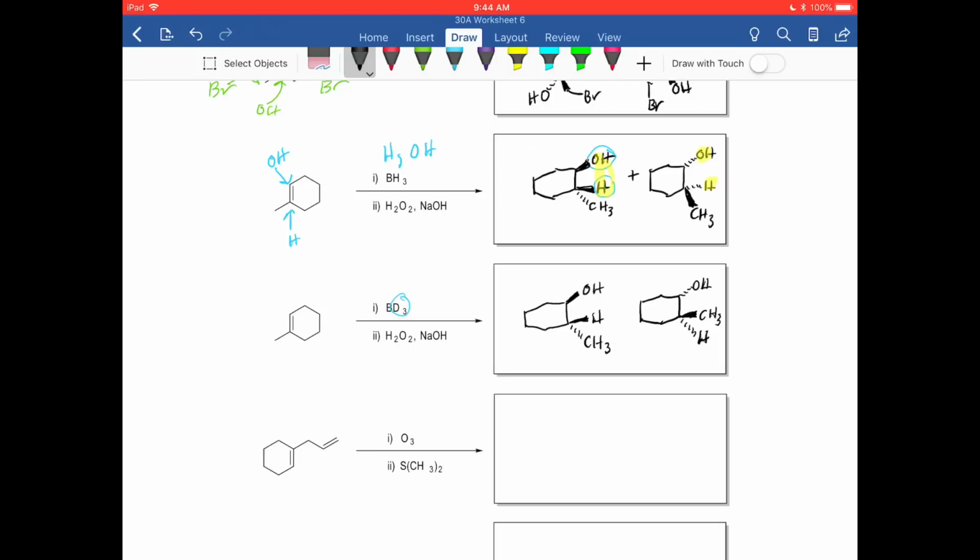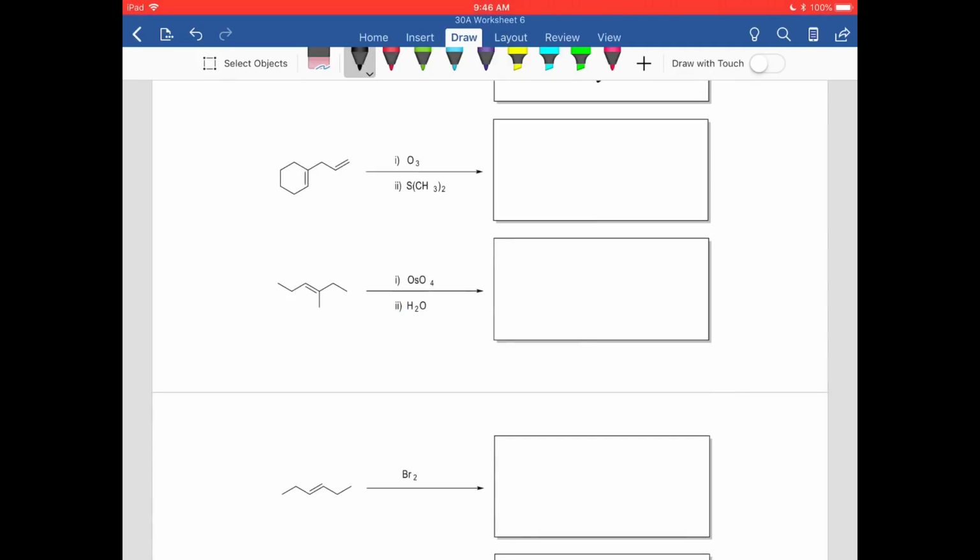So the modification I need to make is that instead of having this be a hydrogen, it needs to be a deuterium. And notice again here that our OH and our deuterium are cis, and here our OH and our deuterium are cis. So this is still consistent with a syn addition.